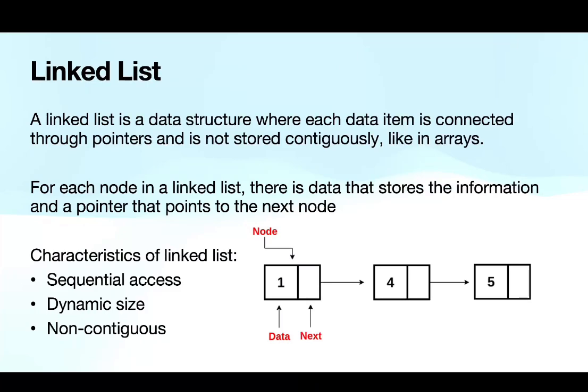So the second one is the linked list. A linked list is a data structure where each data item is connected through pointers and it is not stored continuously like in arrays. For each node in a linked list, there is data that stores the information and a pointer that points to the next node. The characteristics of a linked list are that it has sequential access, it has a dynamic size, and it is non-continuous. This is an example of a linked list. We can see one node which has data, and the next, which stores the pointer which points to the next data item, and so on.